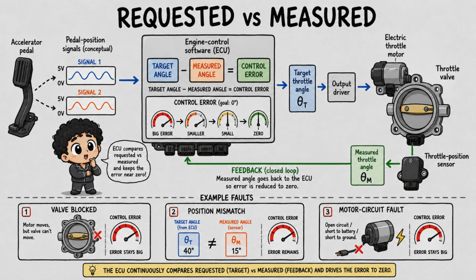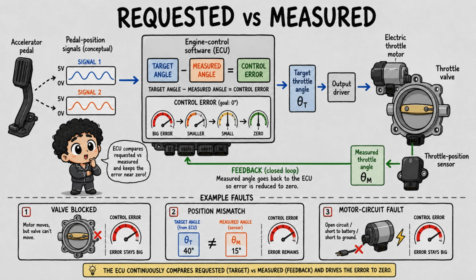The driver presses the accelerator pedal. Pedal position sensors report the driver's request. The engine control software combines that request with operating conditions and other torque requirements. It calculates a target throttle angle. Output electronics drive an electric motor connected to the throttle valve. A throttle position sensor measures the actual valve angle and returns it to the controller.